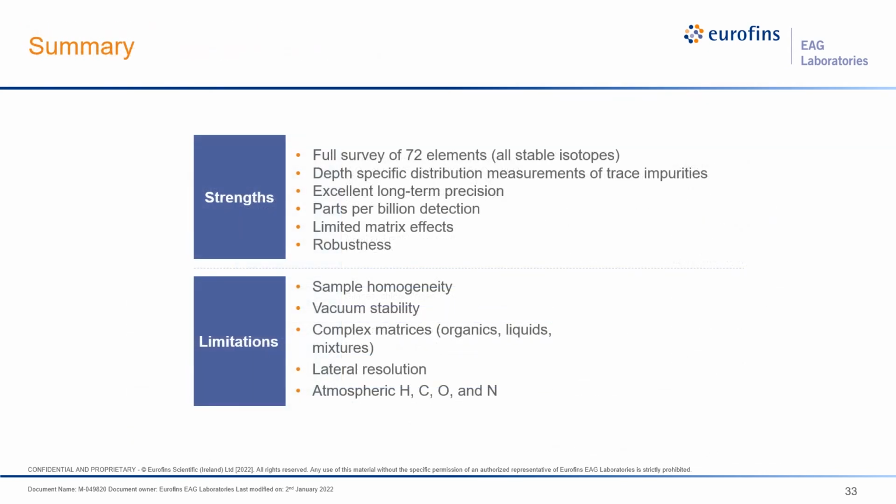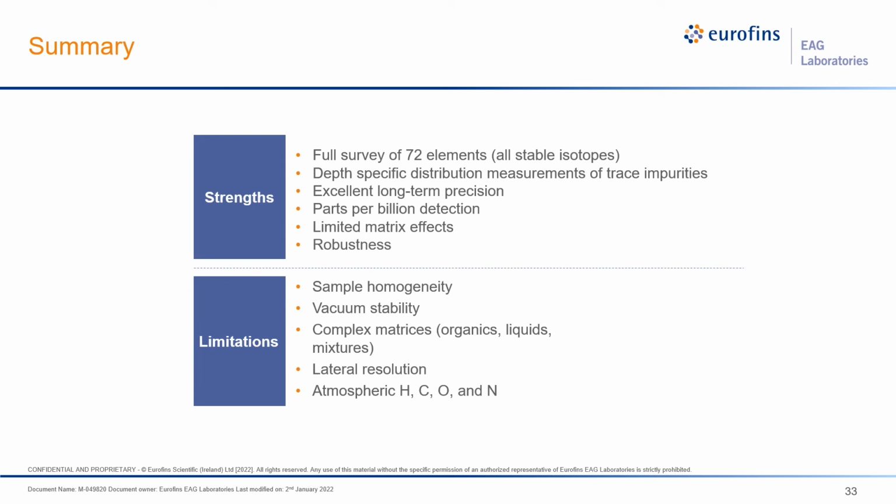Here is a summary: GDMS strengths and limitations. Number one, GDMS is really a full survey tool. It can measure 72 elements, most of the stable isotopes of those elements. It can acquire depth-specific distribution information, but it can also just focus on the bulk analysis as well as the surface contaminants.